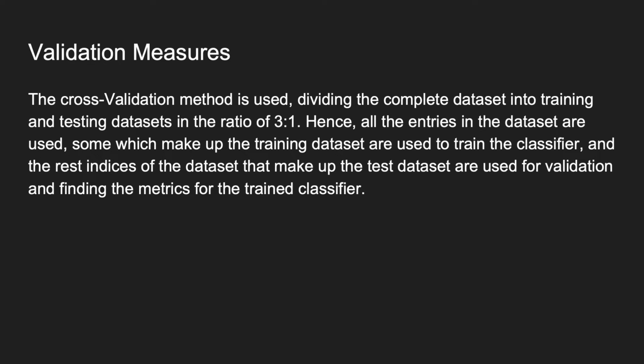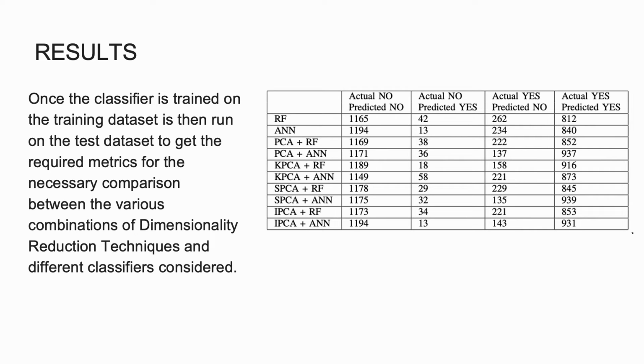For validation, we have used a cross-validation method, dividing the complete dataset into training and testing datasets in the ratio of 3:1. Hence, all the entries in the dataset are used, some of which make up the training dataset, while some of them make up the test dataset. Some are used for training the classifier, others are used for finding out how well the classifier has been trained.